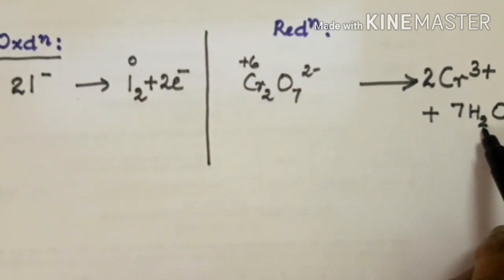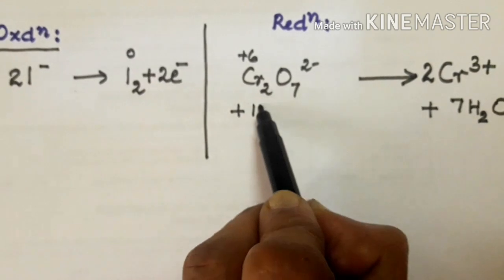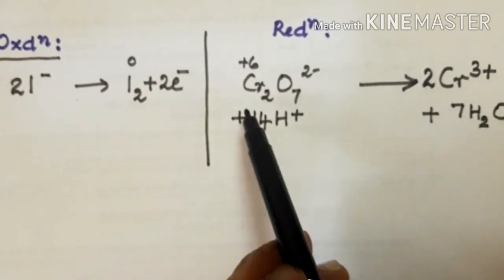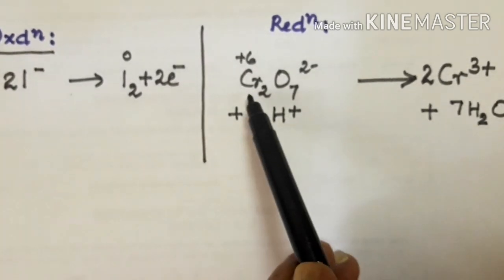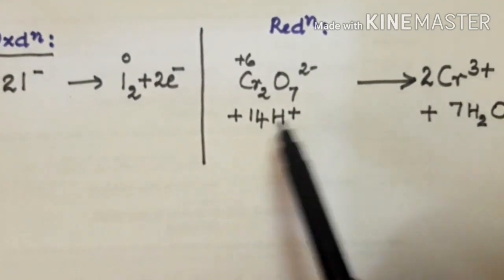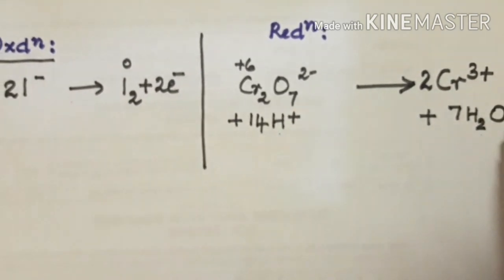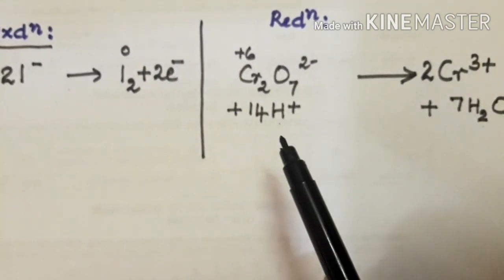It became 14. This side we don't have hydrogens. Instead you will add 14 H plus. So the number of atoms on both sides become equal. 2 chromium, 2 chromium. 14H, 14H, 7 oxygens, 7 oxygens. So it is balanced atom wise.